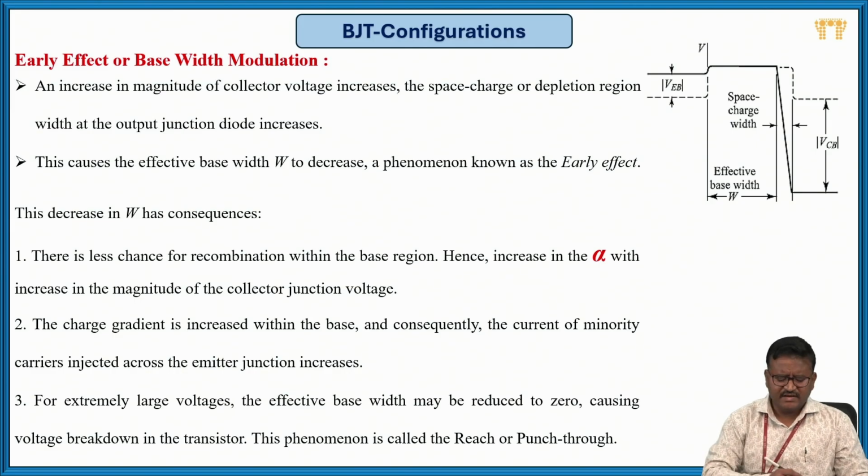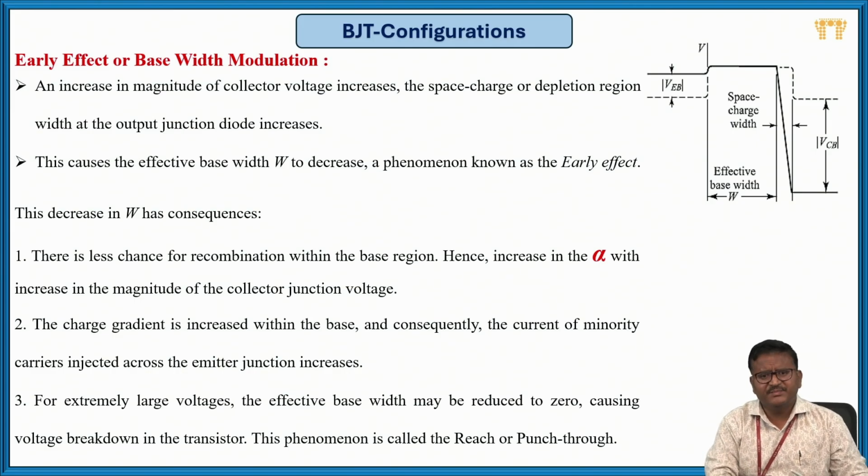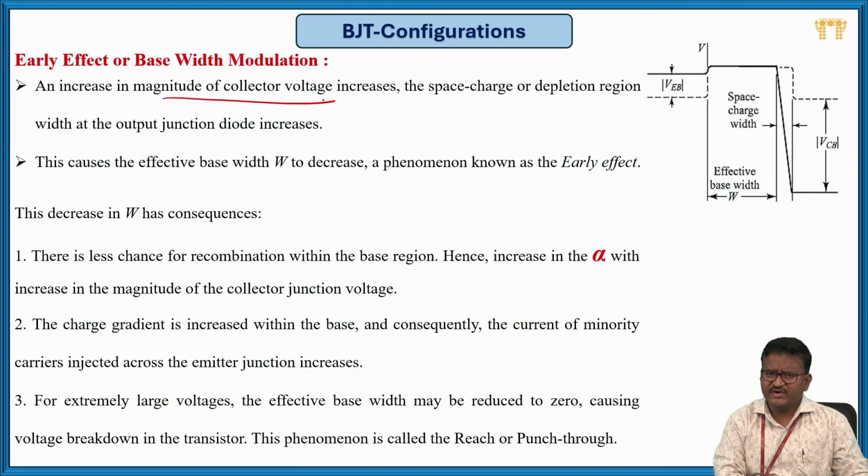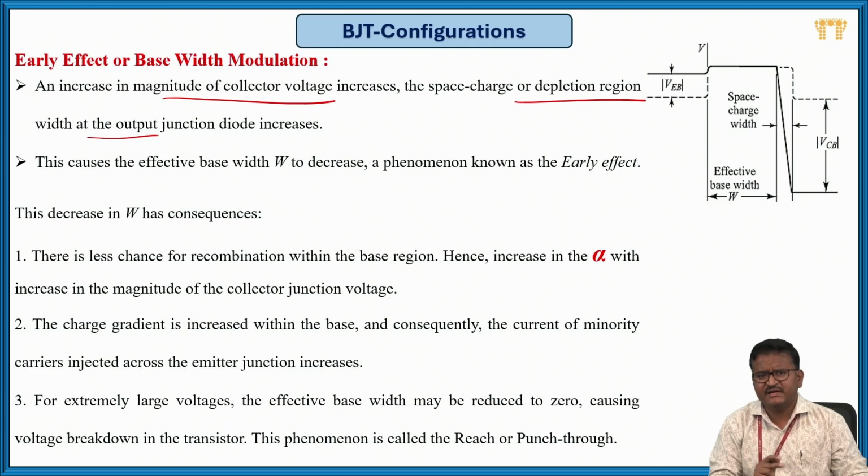That is what we will discuss in detail here: early effect, or base width modulation. What it means is, as VCB increases, as the magnitude of collector voltage increases, we are increasing the reverse bias potential at collector and base. So the depletion layer width at that junction increases. Due to the different doping levels of base and collector, the depletion layer penetrates more into the base than the collector, so the effective width of the base decreases. This is what we consider as the early effect.